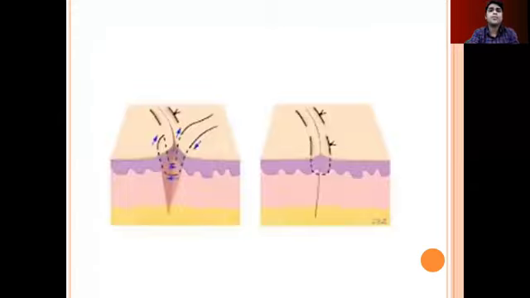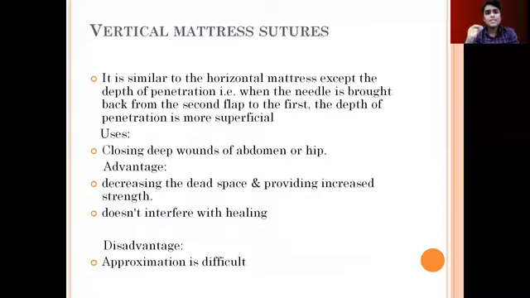This is an image for the horizontal mattress suture. Now the vertical mattress, it is similar to the horizontal mattress except for the depth of penetration, that is, when the needle is brought back from the second flap to the first, the depth of penetration is more superficial.